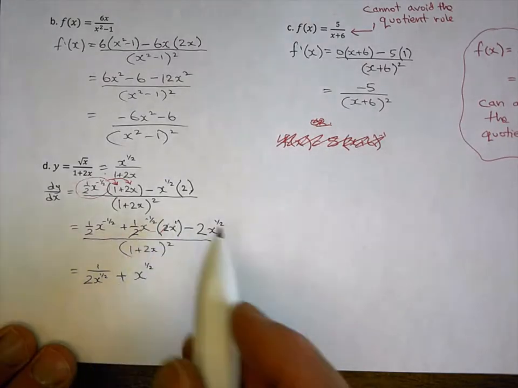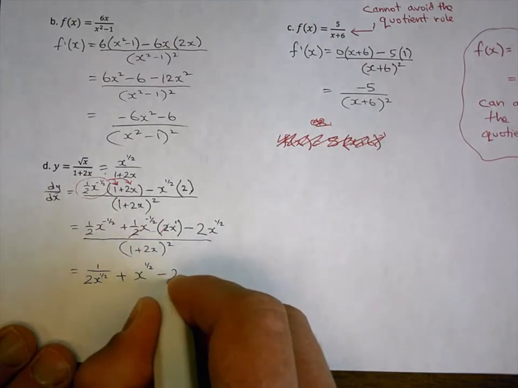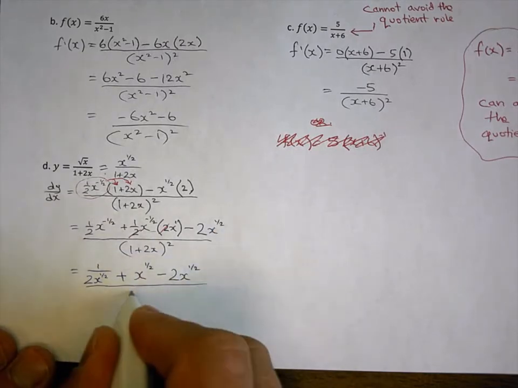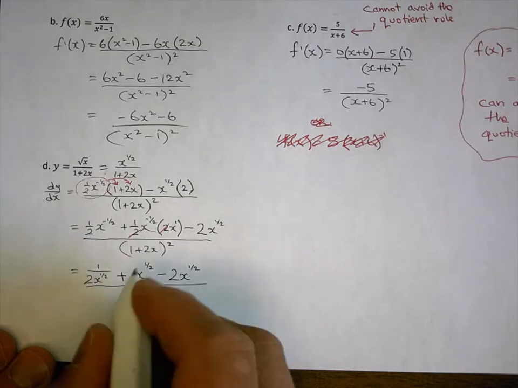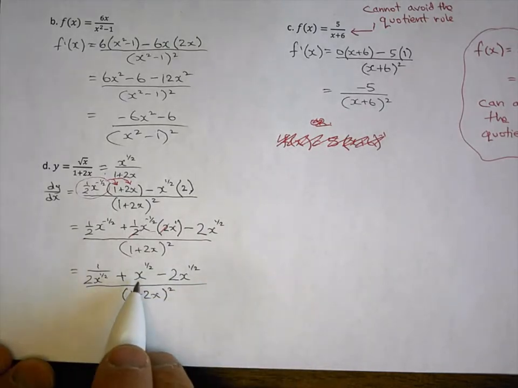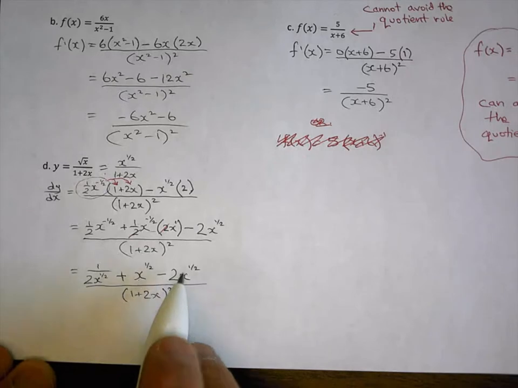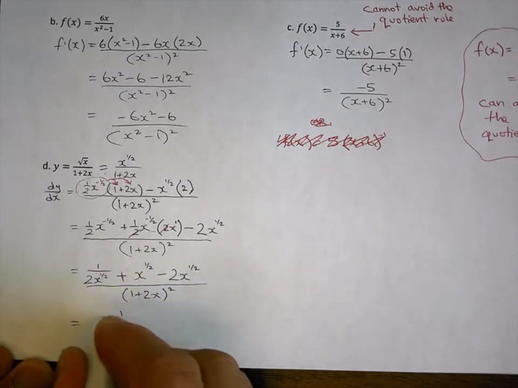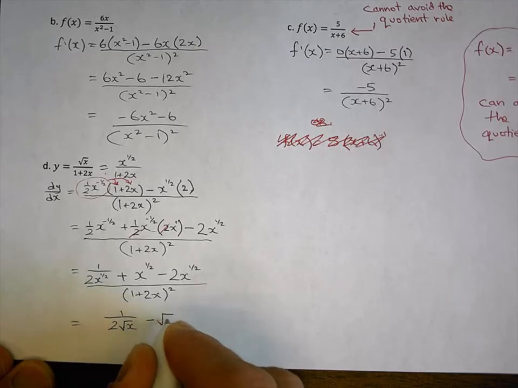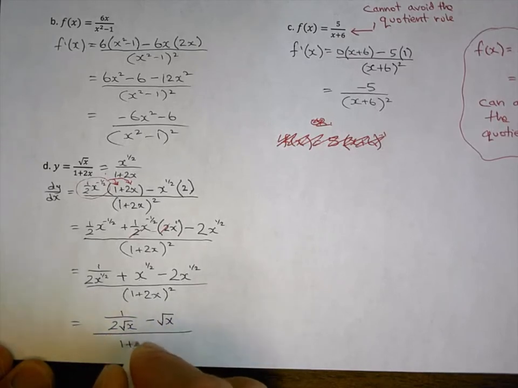Because I'm adding the exponents. Minus 2x to the half. And that's all over 1 plus 2x to 2. So these are actually like terms. So I have half and one of these, and I subtract 2. So I actually have minus 1. So my final answer becomes 1 over 2 root x minus root x over 1 plus 2x squared.